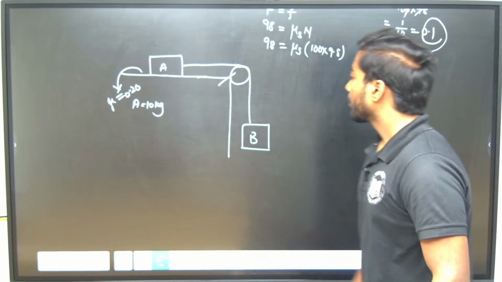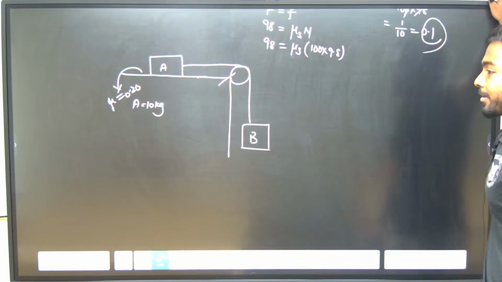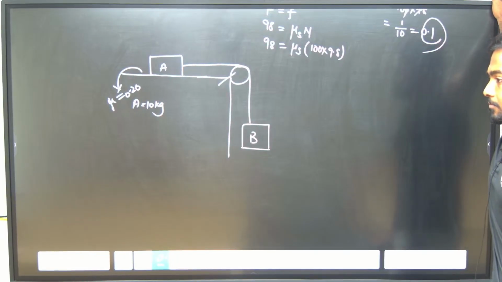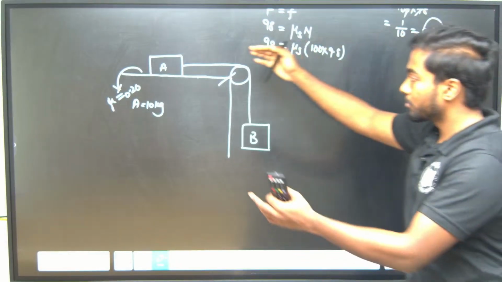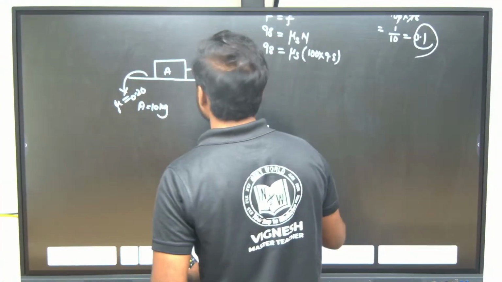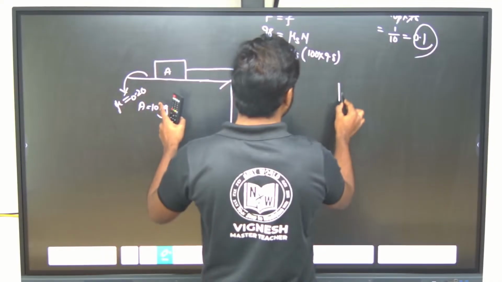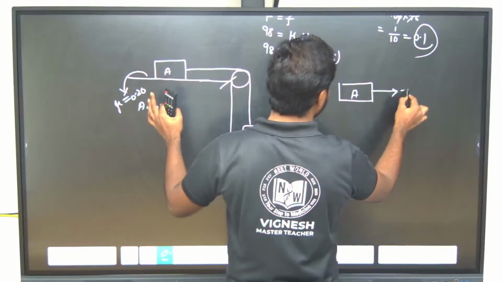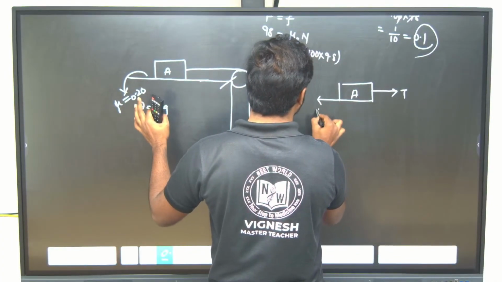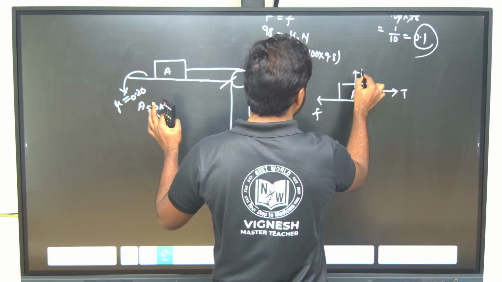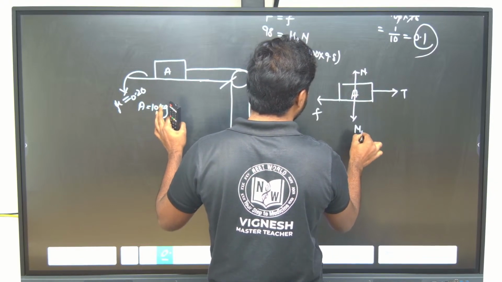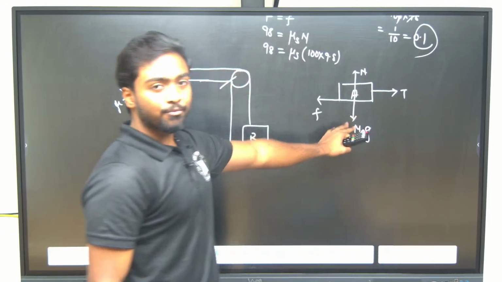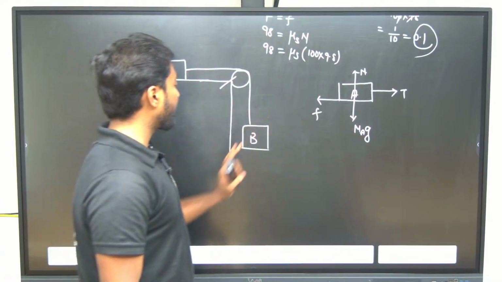So what is the answer? Yes, first we need to draw the free body diagrams. So what will be the free body diagram? First, A is there. If I talk about A, the free body diagram will be: this is my tension T, and the frictional force will be acting in the opposite direction. This is my normal N, and the weight will be acting downward, m_A g. So this is the free body diagram of A.